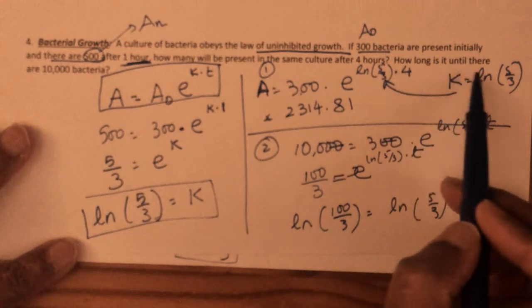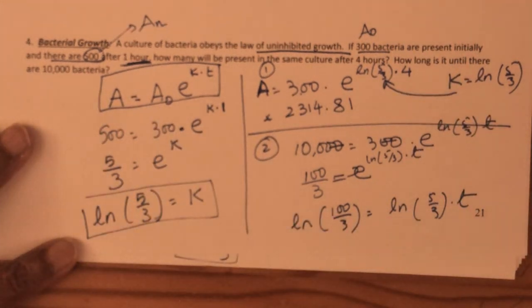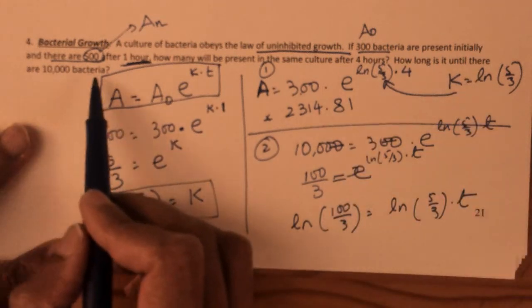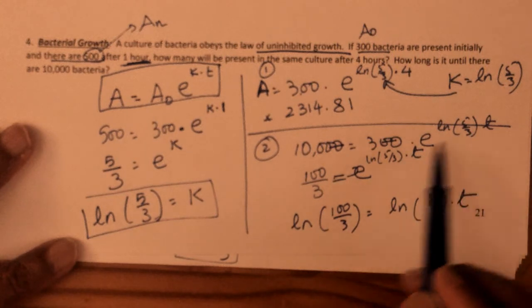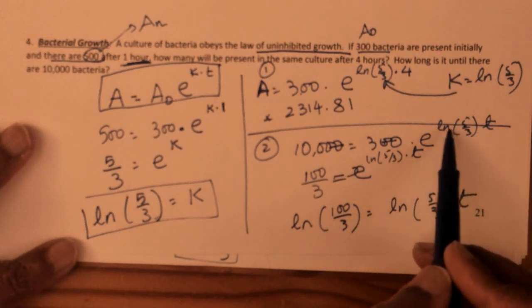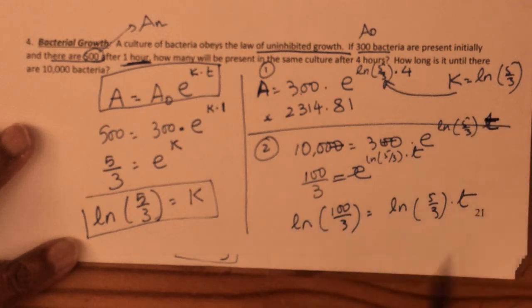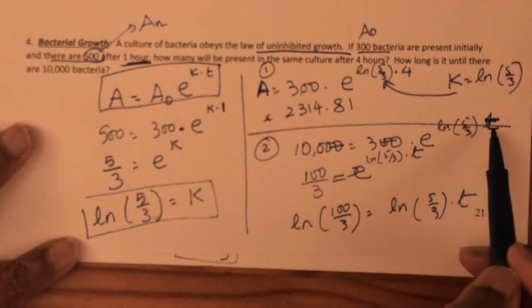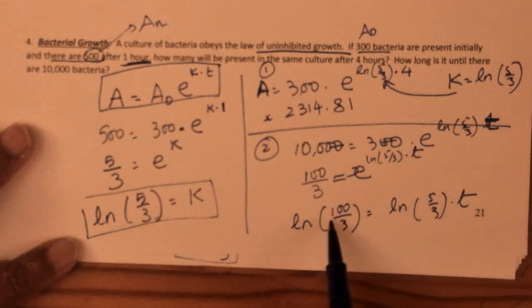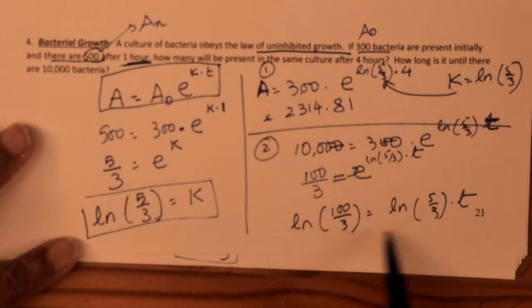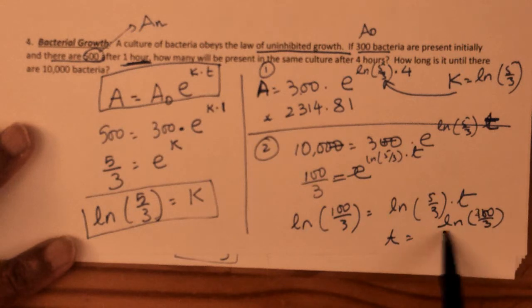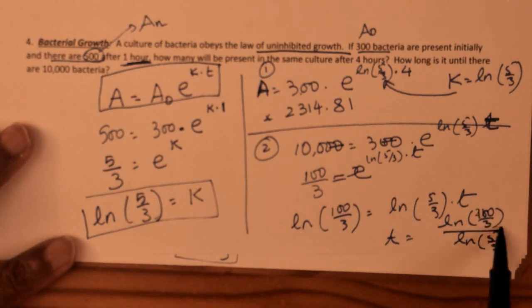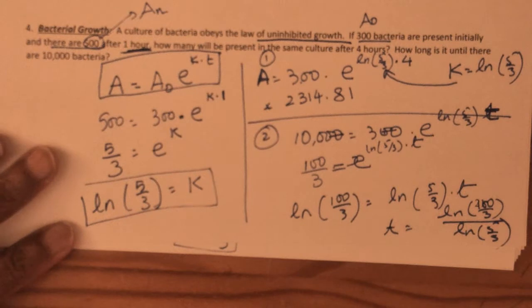And the last one is, how long will it take for it to reach 10,000? So 10,000 is my final figure. I don't know t because it says how long. So 10,000 equals 300 e to the power of k t, and k is still the same. What's unknown is the t. So get the t by itself using your exponential function. Your equation should come to ln of 100 over 3 equals t times ln of 5 over 3. And so t is going to be ln of 100 over 3 divided by ln of 5 over 3. Put this in your calculator and you should get your answer.